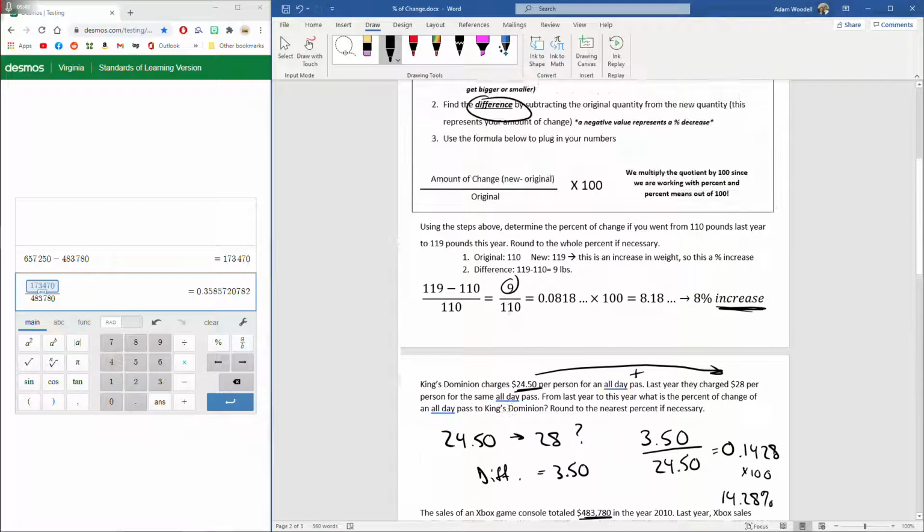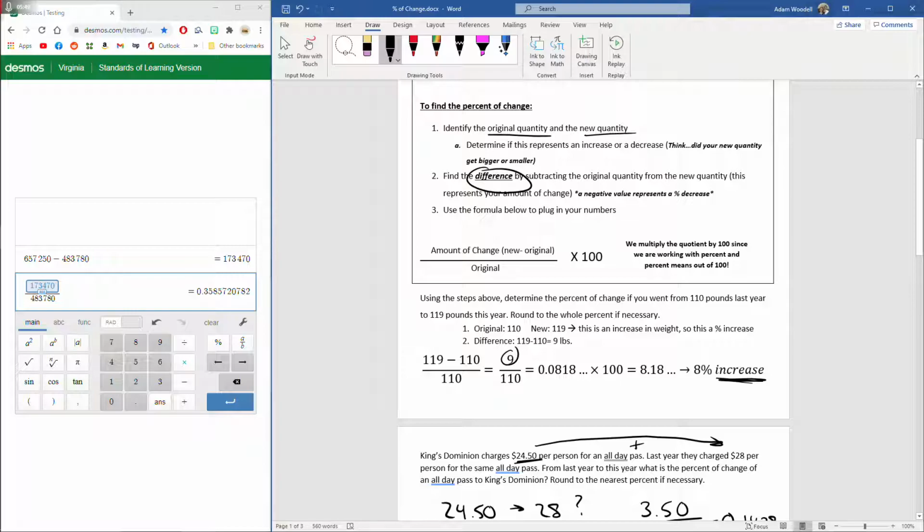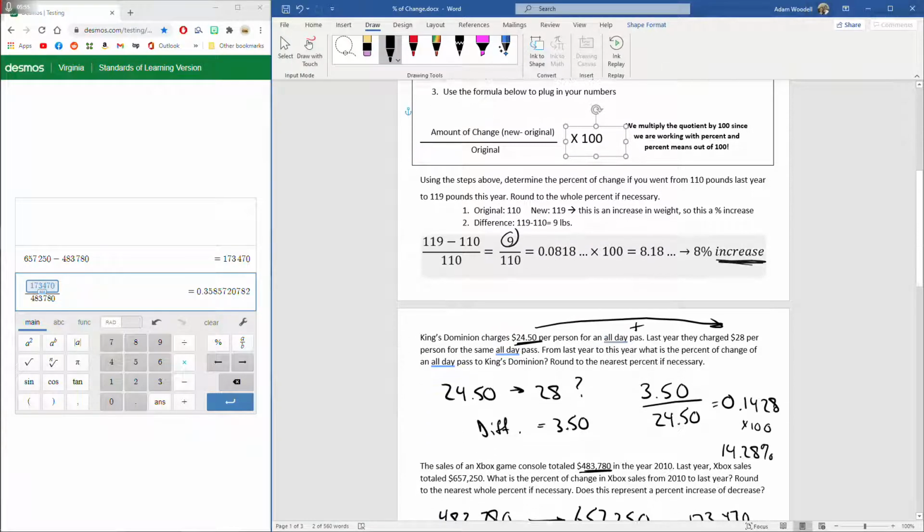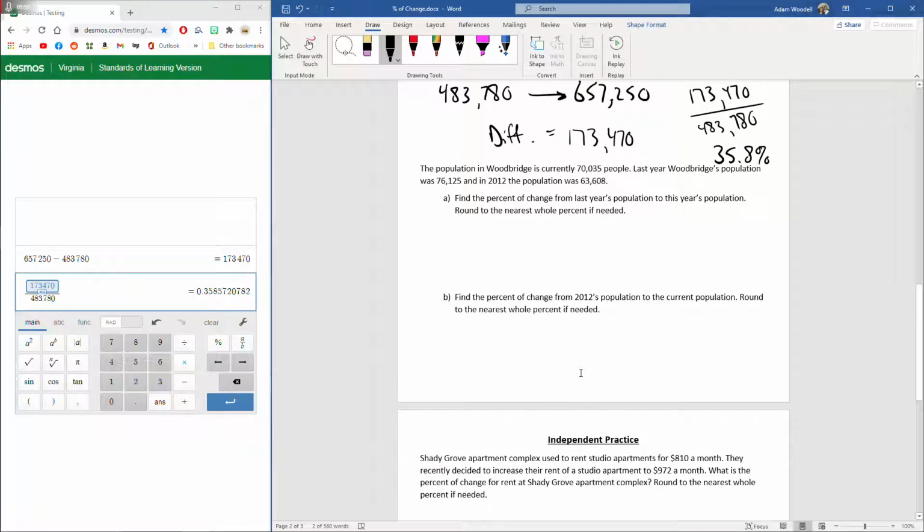So just to reiterate, you find the difference, you divide that difference by the original amount, and turn it into a percent by multiplying it by 100. Got one more for us, and then you can do some independent practice.